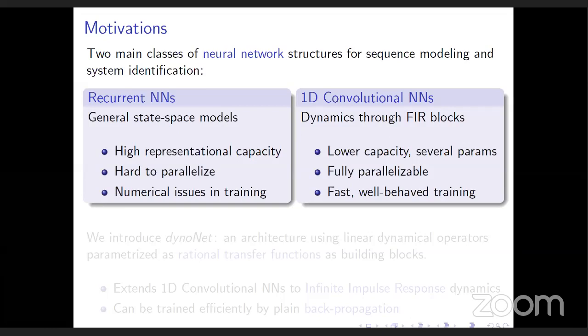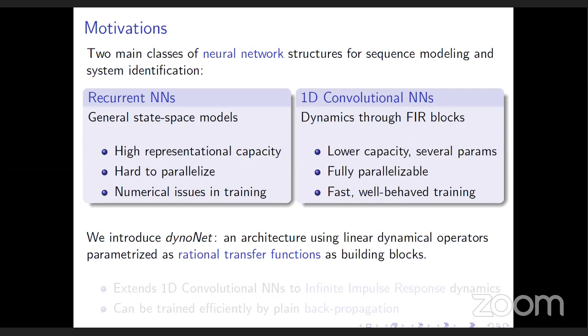But they also have advantages. Training is fully parallelizable, and numerically the training is also well-behaved. So we have mutual advantages and disadvantages. Today we are introducing dynoNet, a structure that is a little bit in between. In dynoNet, we include rational transfer functions as basic building blocks.